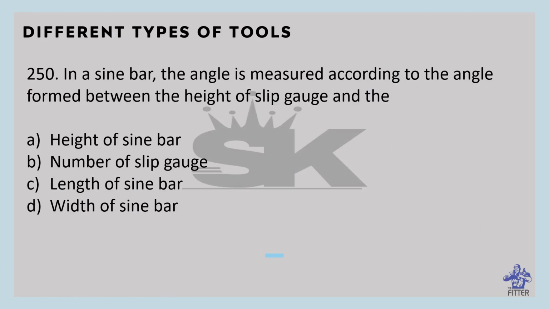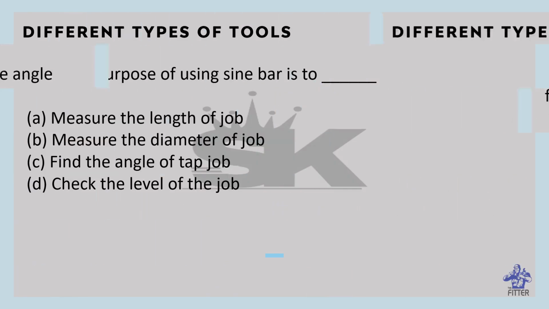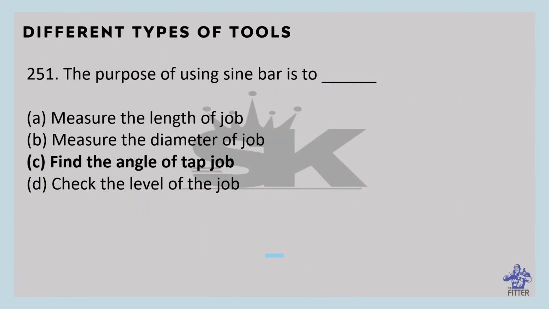In a sine bar, the angle is measured according to the angle formed between the height of the slip gauge and the length of the sine bar. The purpose of using a sine bar is to find the angle of a job.